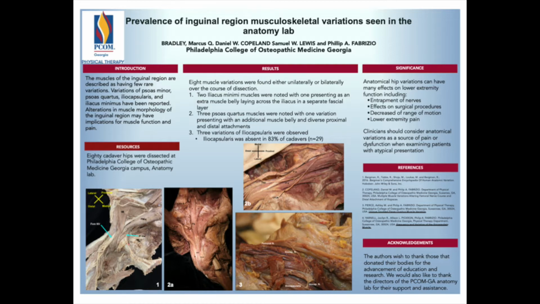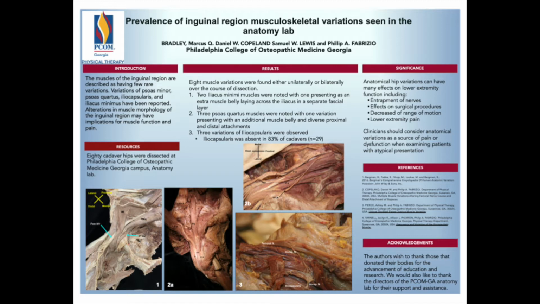Variations that were found in our anatomy lab include a variation of the psoas minor, psoas quartus, iliocapsularis, and iliacus minimus. Alterations in muscle morphology can have many clinical implications for muscle function as well as pain that patients may experience that brings them into the clinic.